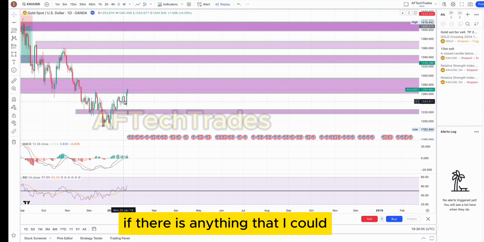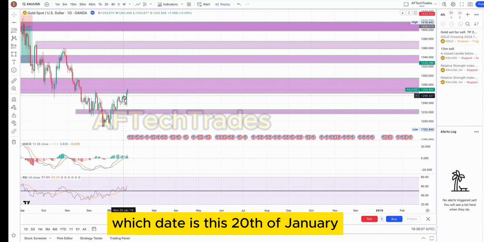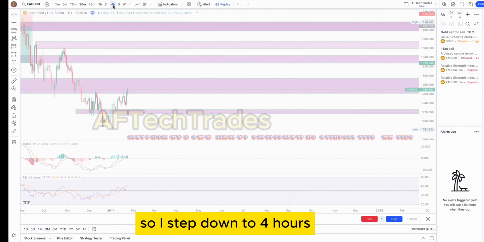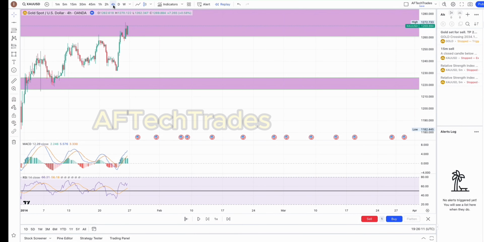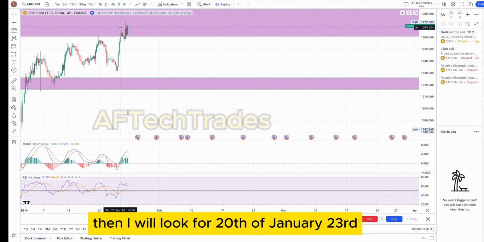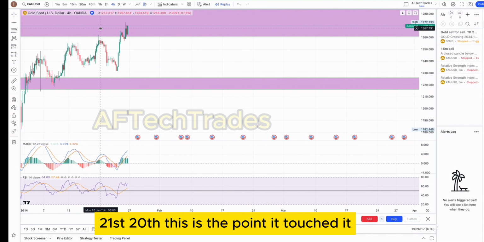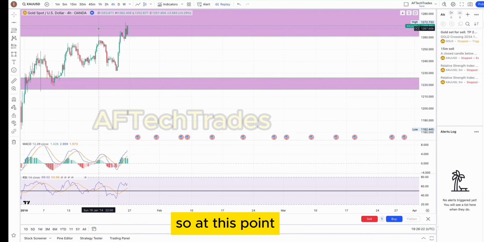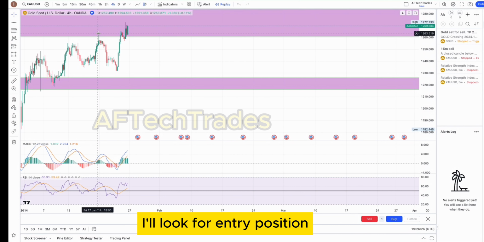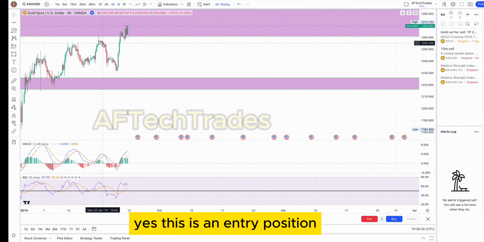If there is anything that I could, which date is this? 20th of January. So I step down to 4 hours. Then I will look for 20th of January, 23rd, 21st, 20th. This is the point it touched it. So at this point here, I'll look for an entry position. Do I have an entry position here? Yes, this is an entry position.